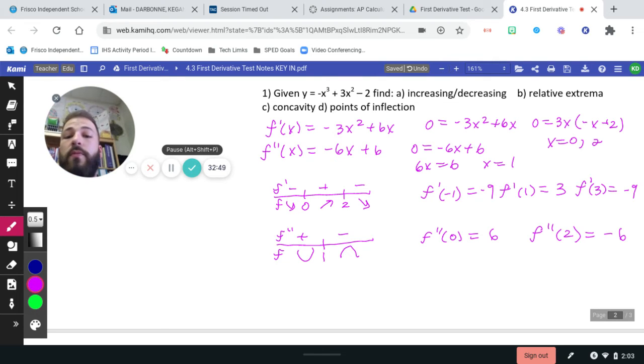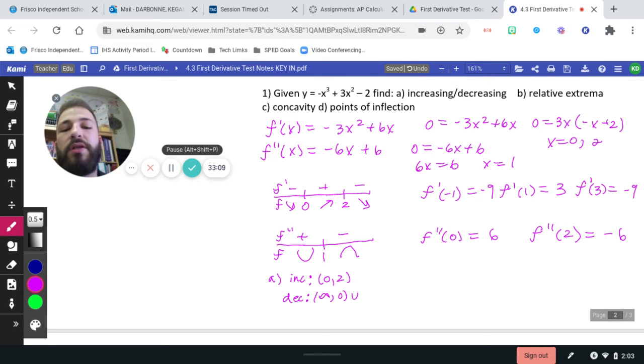Okay, so part A, we're doing increasing, decreasing. So we're increasing on the interval 0 to 2. We are decreasing on the interval negative infinity to 0, union with 2 to infinity. Okay, part B, relative extrema. So at 0, we go from negative to positive, so that's our relative minimum. Okay, at 2, we go from positive to negative, so that's a relative maximum.